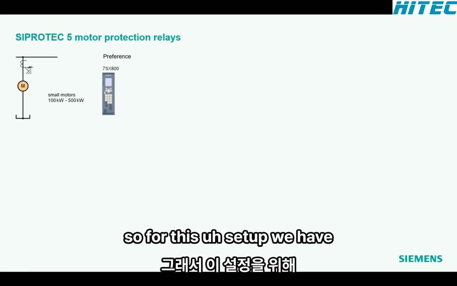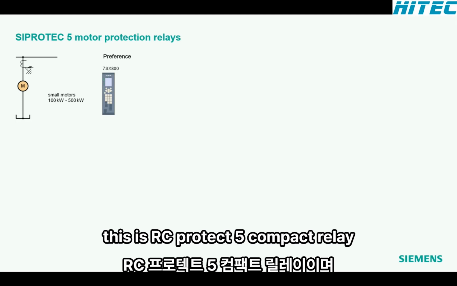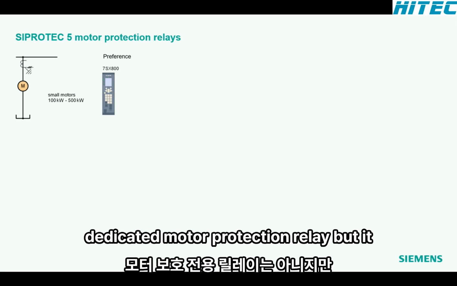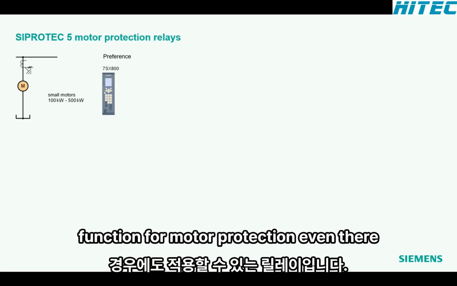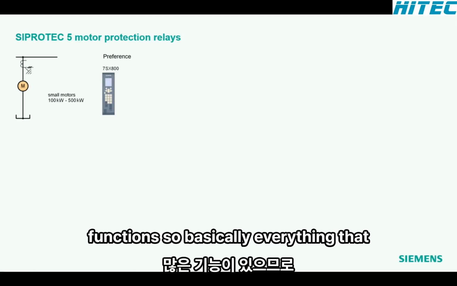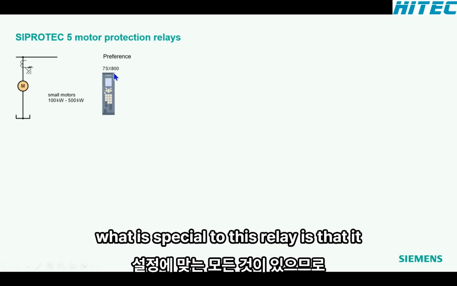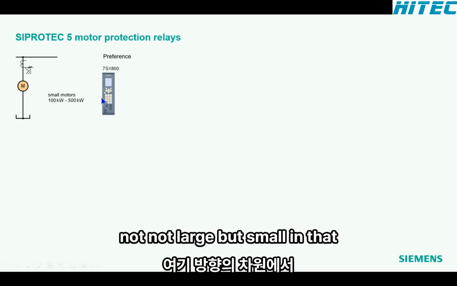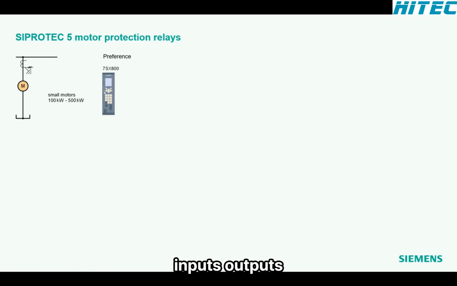So for this setup, we have as the smallest candidate, the 7SX800. This is our C-Protect 5 compact relay. And SX means it's a kind of universal relay. So this is not a dedicated motor protection relay, but it is a relay which you can apply also for the standard overcurrent protection function, for motor protection. Even there are some functions for capacitor bank protection inside and many other functions. So basically everything that fits somehow to this hardware setup. So what is special to this relay is that it is small in that dimension, in that direction here. And with this, we have, as a consequence, a limited number of IOs, inputs, outputs.